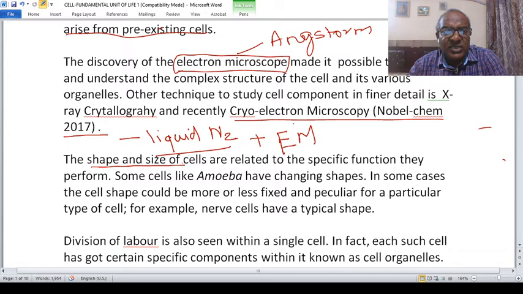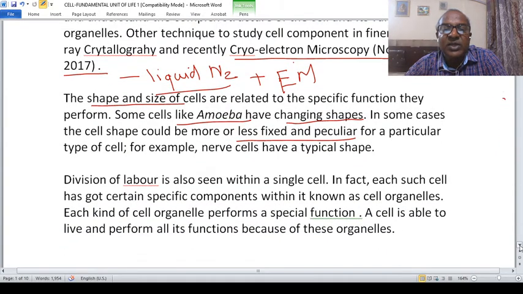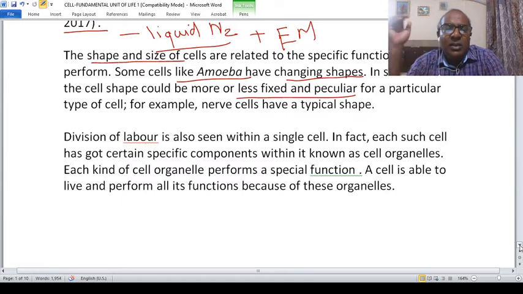But there are some cells, for example, an organism called amoeba. Amoeba is a single-celled organism. So this is a single cell. Amoeba has the unique capacity to change its shape, whereas normal cells have a fixed shape. In the case of amoeba, it keeps on changing its shape according to the condition.